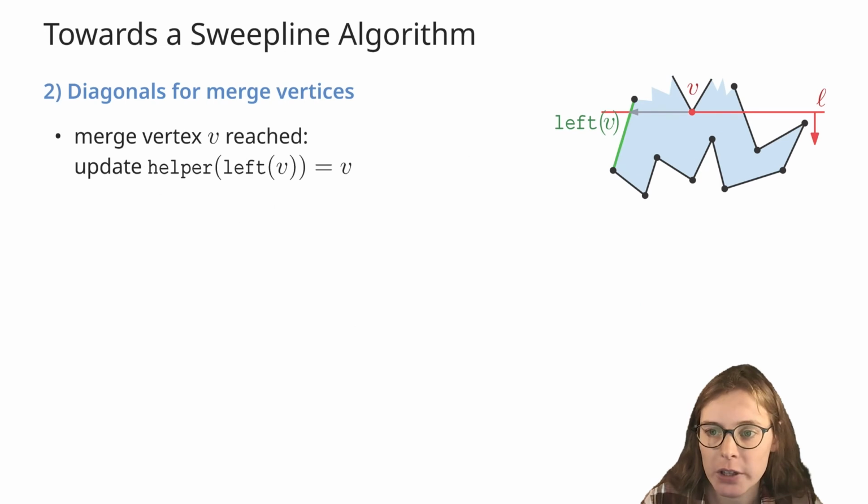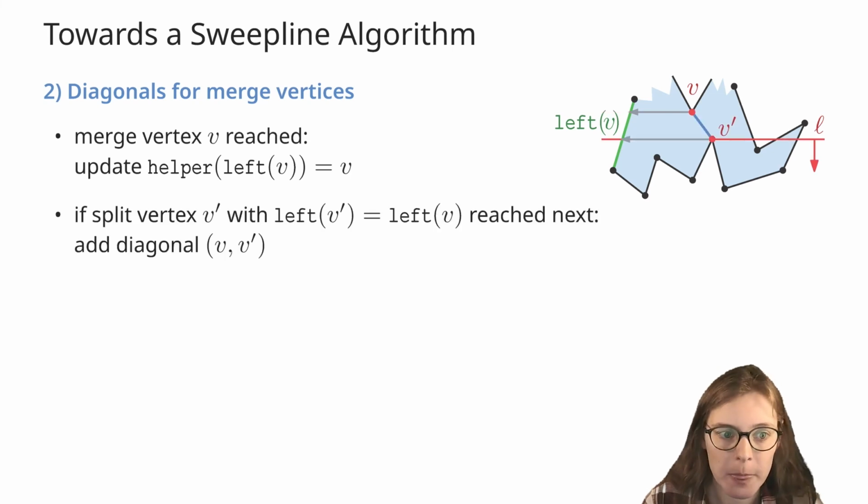And now we're going to see how to get rid of the merge vertices. When the merge vertex V is reached by the sweep line, we first update the helper of the edge to the left of V to set it to V itself. If the next vertex V prime reached by the sweep line is a split vertex, then we simply add the diagonal to V prime.